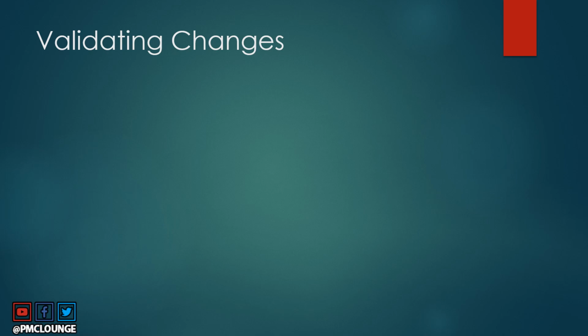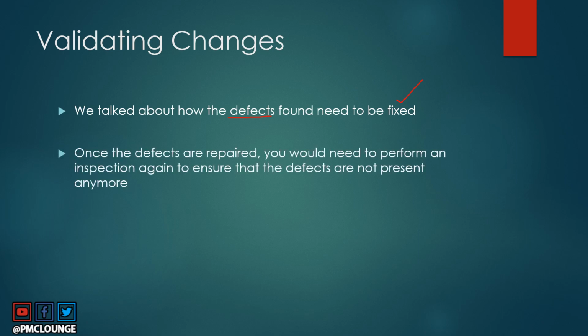Okay, so the next output is validated changes. Now, in the previous slide, we talked about how if you find any defects, you have to fix those defects. So once the defects are fixed, once the defects are repaired, there's a bug fix, a defect fix that has gone in, you will have to perform the inspection again. You'll have to again inspect the deliverable. This makes sure that the defects are not present anymore. So this is important. You have to perform the inspection again, right?